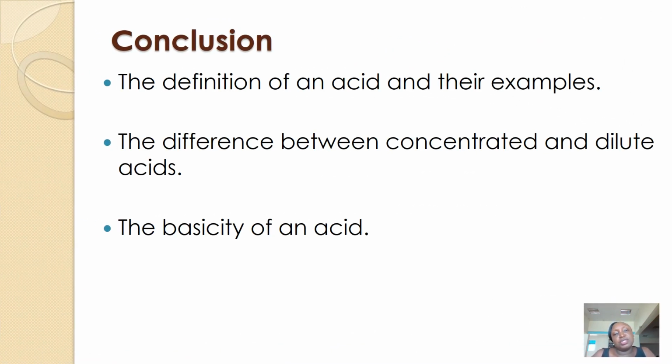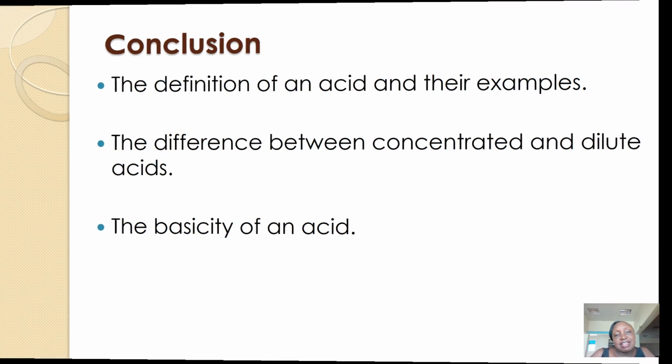So in conclusion, today we have talked about the definition of an acid and we have named some examples of acids. Then we've looked at the difference between a concentrated and a dilute acid, which I don't want you to forget, that when you're talking about concentrated and dilute, mainly we are talking about solutions having the acid as the solute and solvent as water. When you have a large amount of acid, we say the acid is concentrated. When you have a small amount of acid, it is dilute, and then the basicity of an acid.